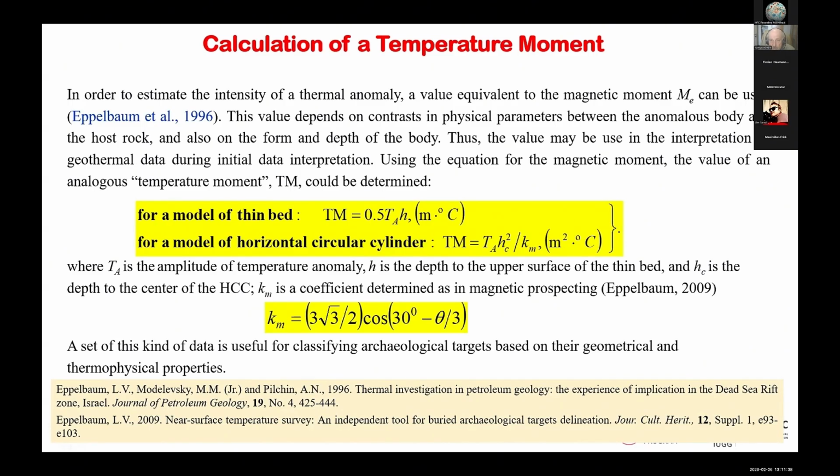Taking into account that we have this similarity, we can calculate one new interpreting parameter, the temperature moment. The temperature moment can be calculated by the same expression that we have in the magnetic field, but substituting the temperature parameter. For which aim do we need to calculate the temperature moment? For the same aim as in the magnetic or maybe gravity method: classification of temperature anomalies.